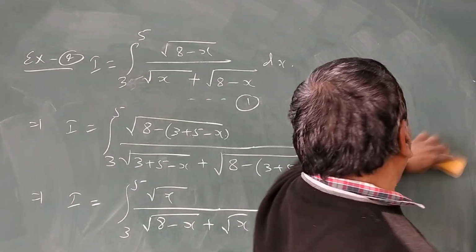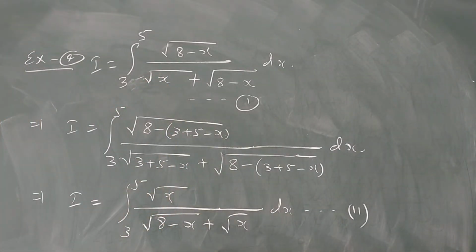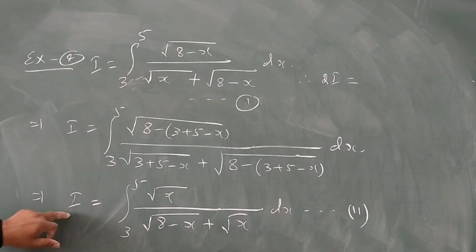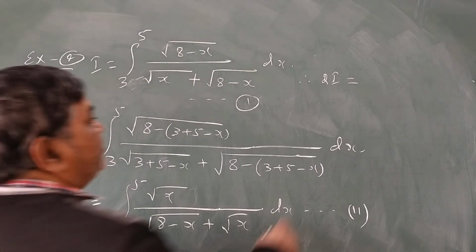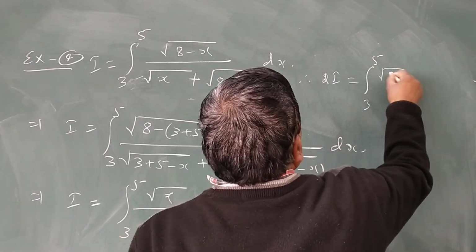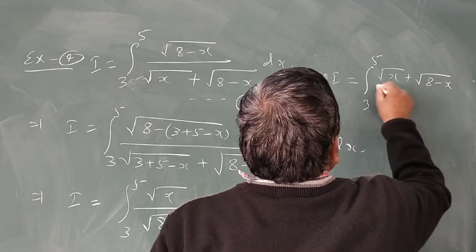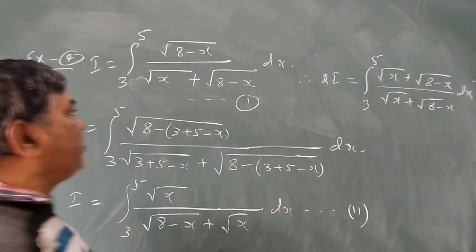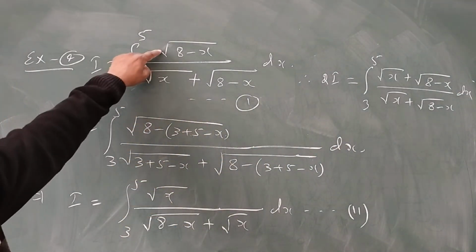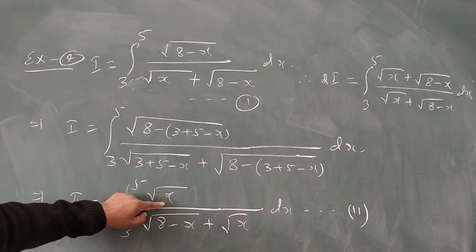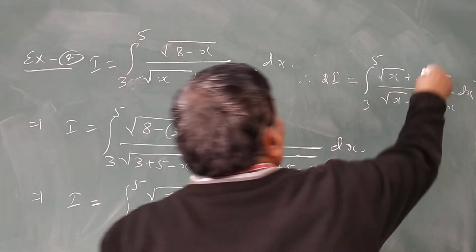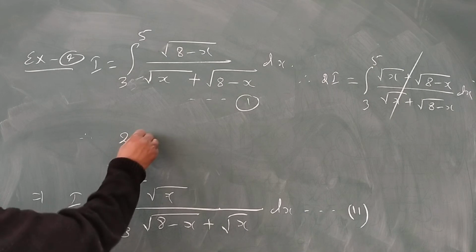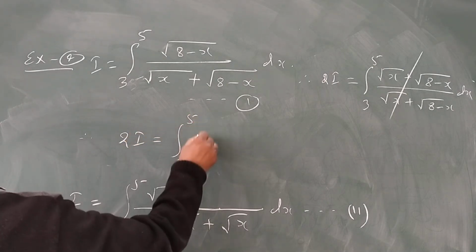Again, by adding equation 1 and equation 2, I plus I is 2I. The denominator is the same, so this is the integral from 3 to 5 of root(8 minus x) plus root x divided by root x plus root(8 minus x) dx. Since the denominators are the same, the numerator and denominator cancel. So 2I is the integral from 3 to 5 of dx.